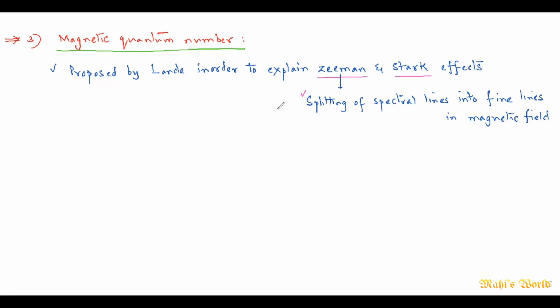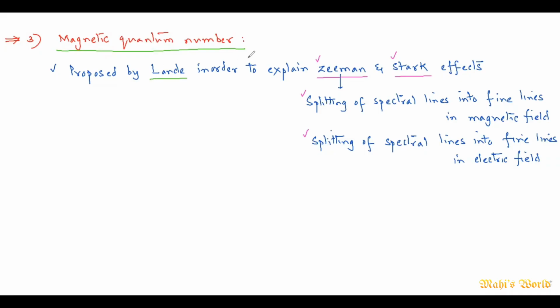This is Zeeman effect. Now coming to Stark effect. Stark effect is again the same. That is splitting of spectral line into fine lines, but in electric field. Okay, so that is Stark effect. In order to explain these things, magnetic quantum number was proposed by Lande. It is denoted by small m.